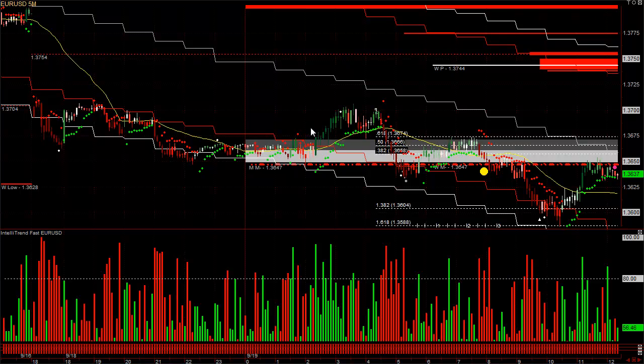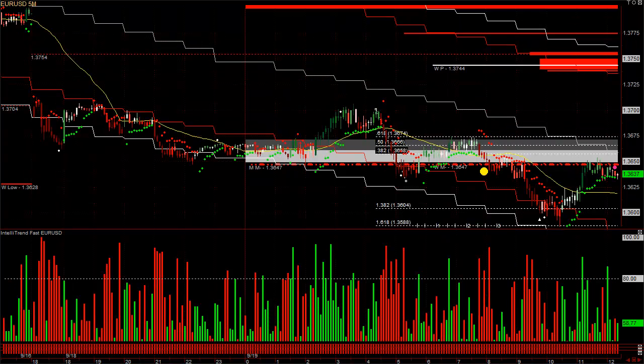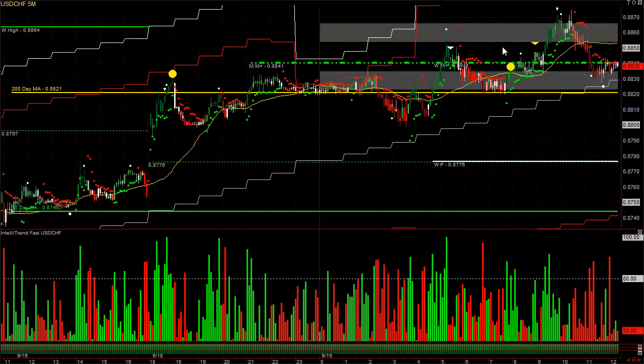So you can trade these with the trend, and when you get a very clear counter trend signal like that, you want to trade the opposite direction. We don't have any significant ones in the pound. Dollar Swiss right here, you can see some major counter trend signals.